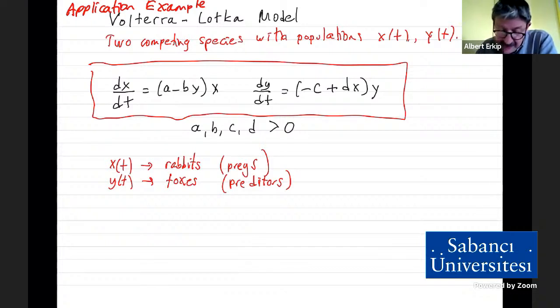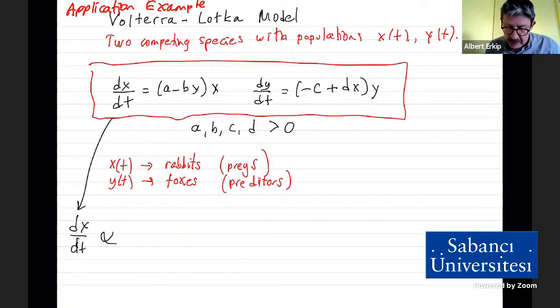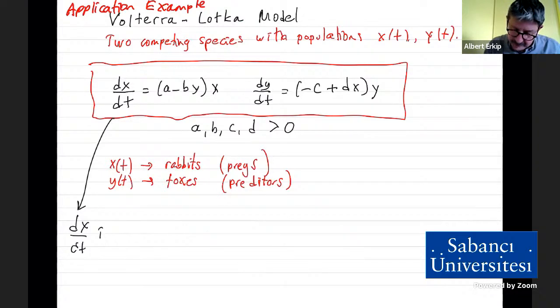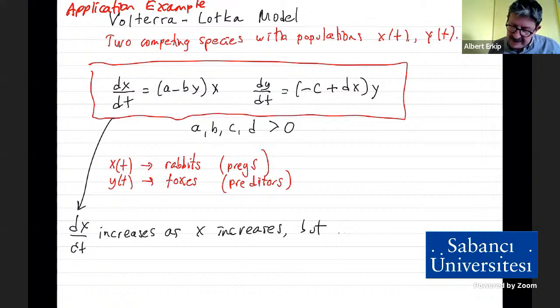If we look at this now, the first equation says dx/dt is proportional to x. So as x increases, dx/dt increases, but it decreases as y increases. Do you see? Because this minus is the term.